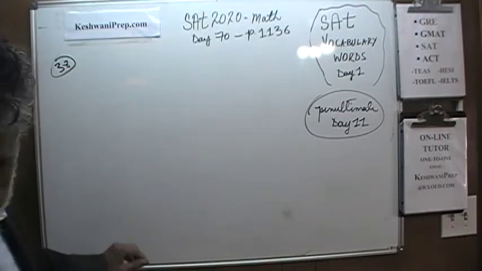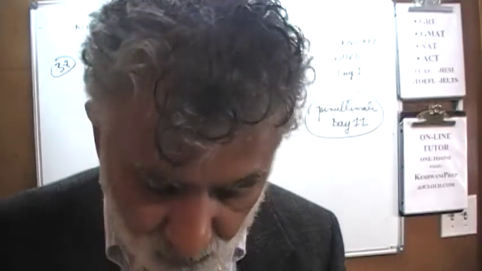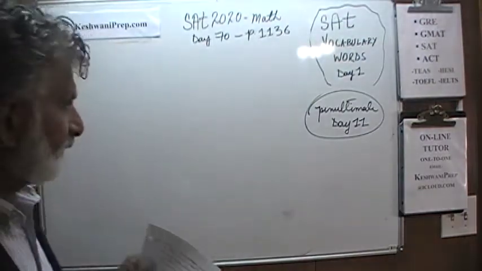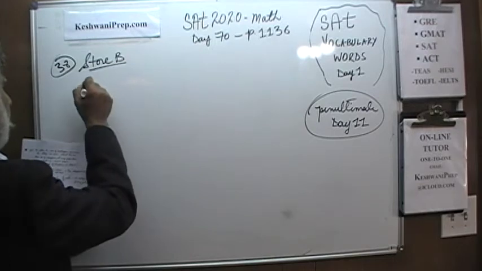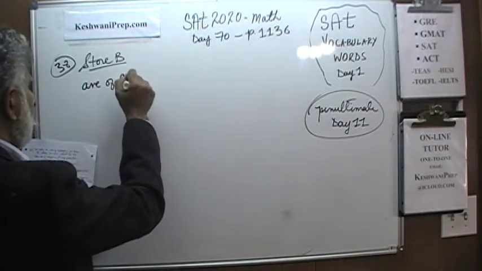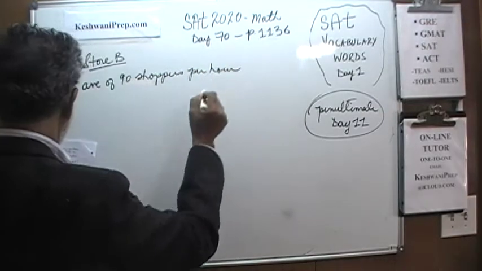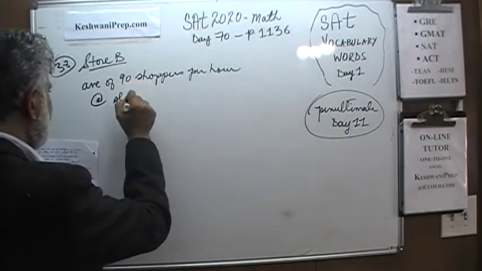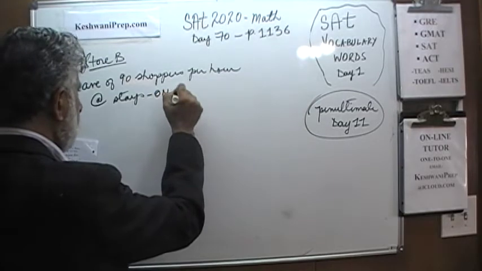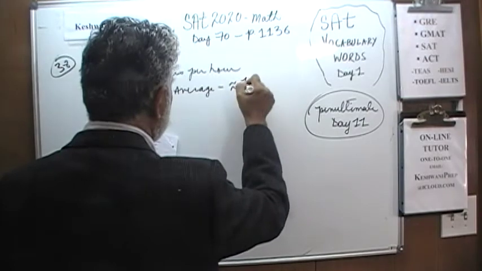Number 38 introduces a different store which, for our convenience, so that we can keep the two separate, we're going to call store B. In store B, we're told that an average of 90 shoppers per hour enter the store, and each stays on average about 12 minutes.